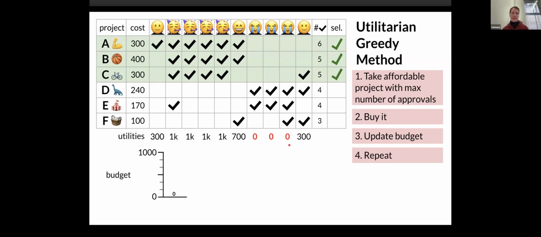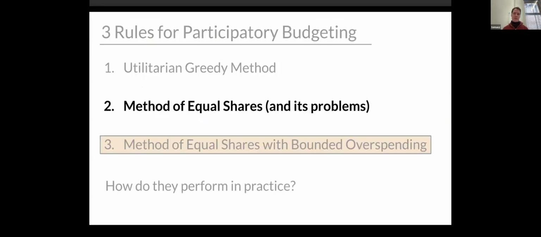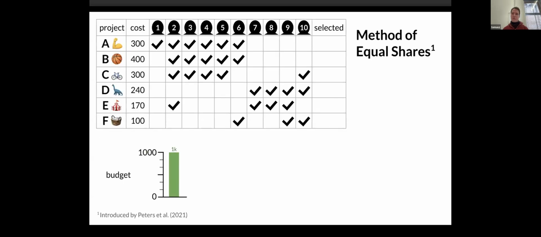And this is very bad because this is a large part of the voters that are unsatisfied. So we can say that's unfair, not proportional, and this is generally what we don't want. So how can we avoid that? We can avoid that by using this method of equal shares, which was designed specifically for this purpose, to make the selection more proportional.